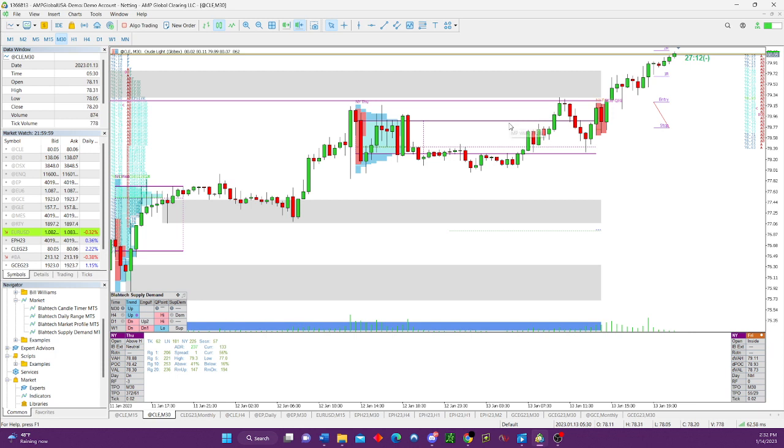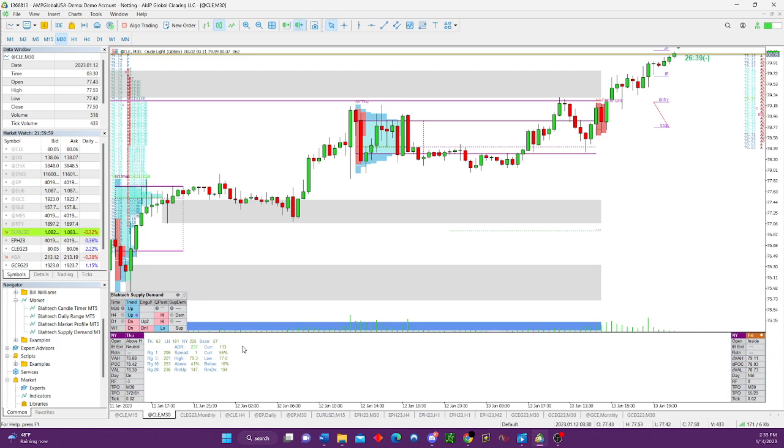Now, these two purple lines right here are my value area high, which is 78.88, and value area low, 78.30. And this value area is only using the previous day's New York session value. It's not the 24-hour period. It is strictly the New York session.